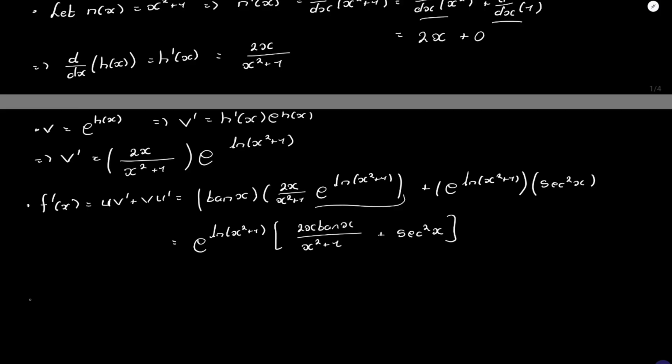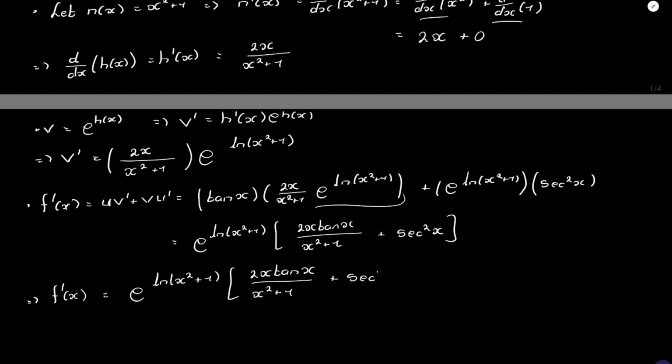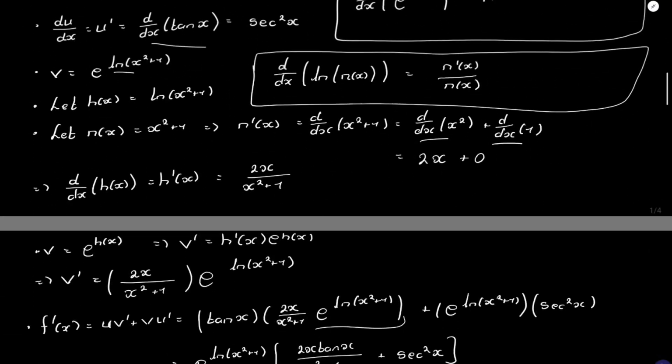Let's write it down again, much more clearly. f prime of x equals e to the power ln of x squared plus 1 in braces, 2x tan x divided by x squared plus 1 plus sec squared x. We can call this equation 5.